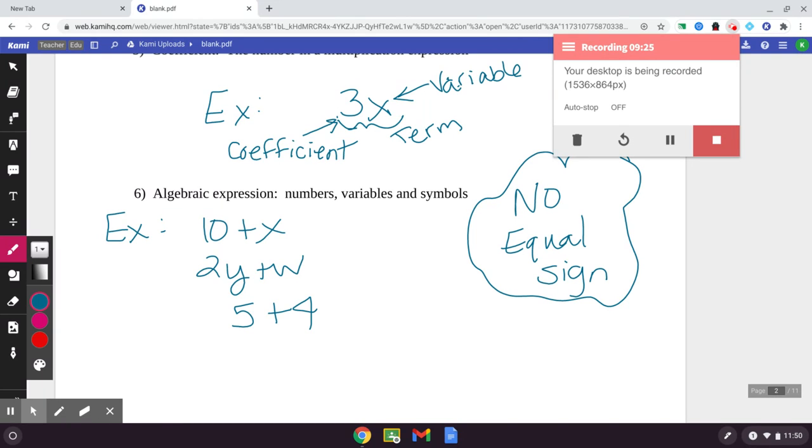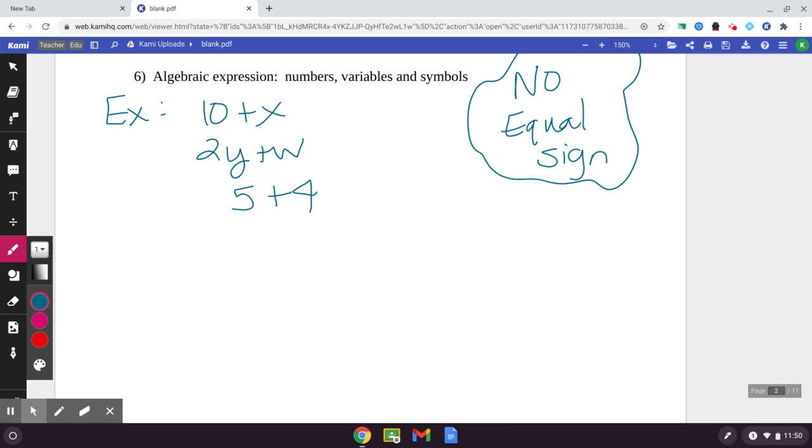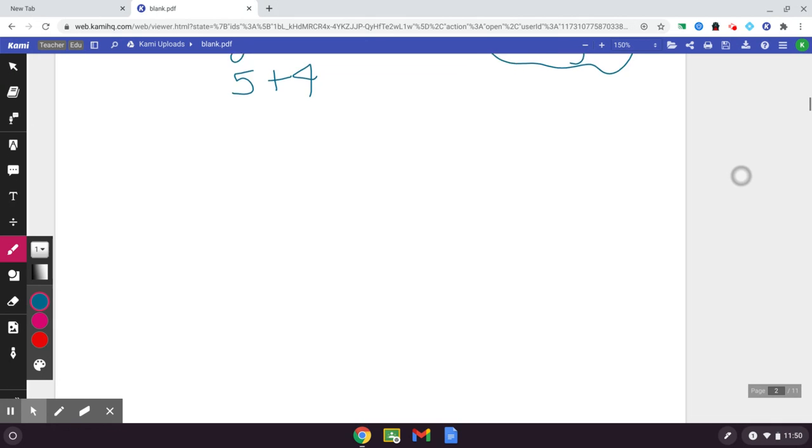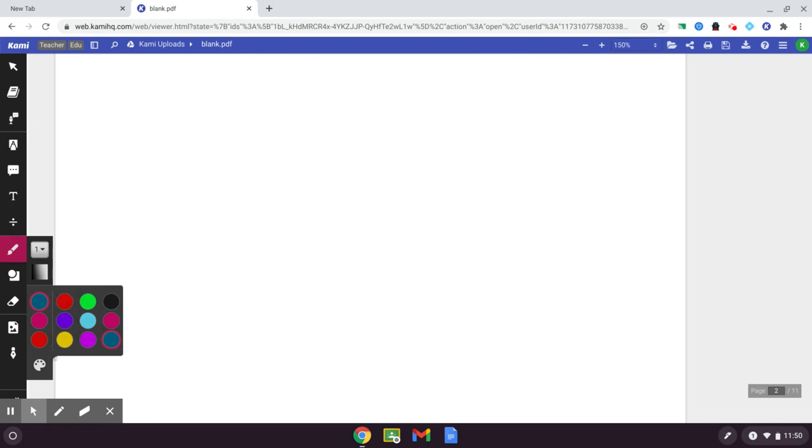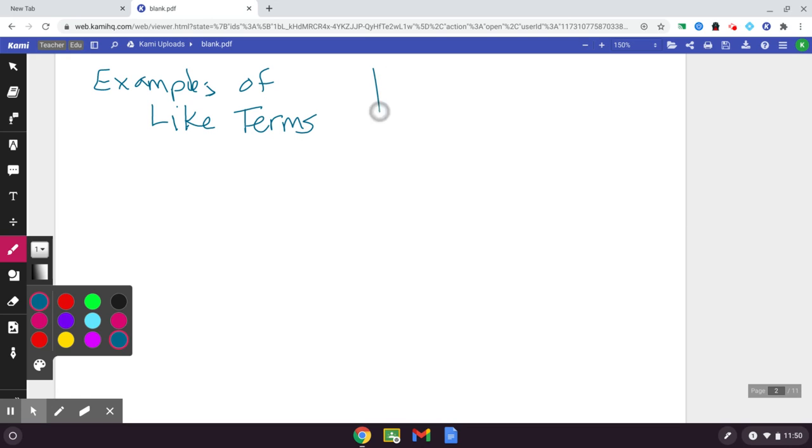Okay, so now we are going to talk about what like terms are, what unlike terms are, and then combining them. All right, so over here we're going to have examples of like terms. And over here we are going to have unlike terms.